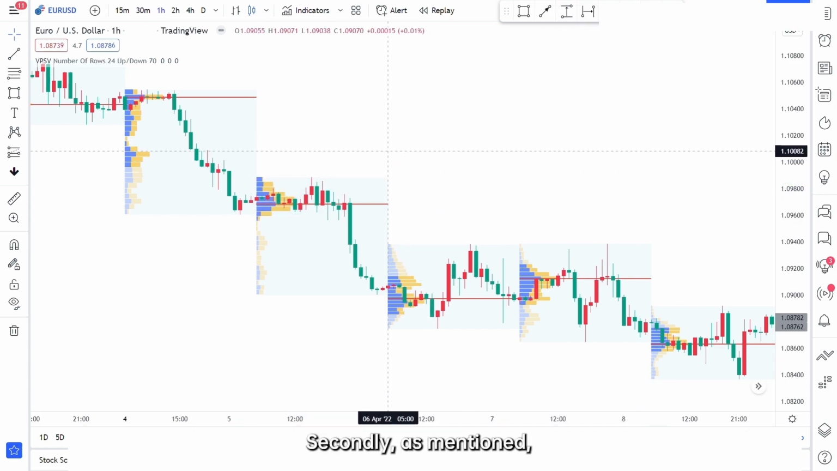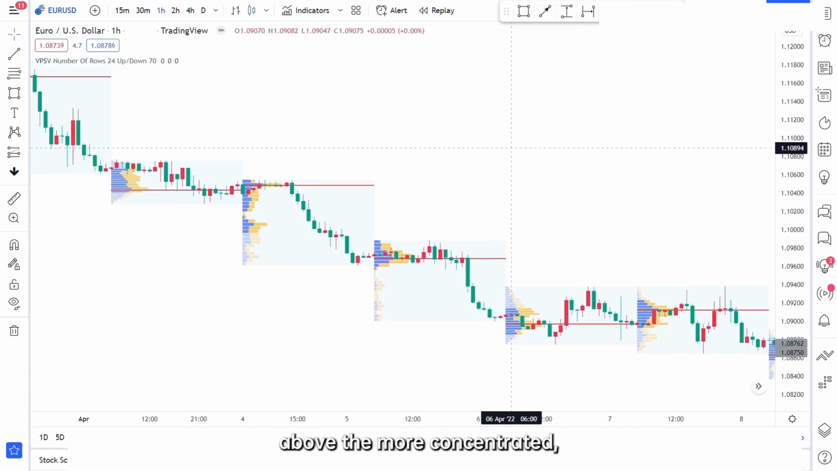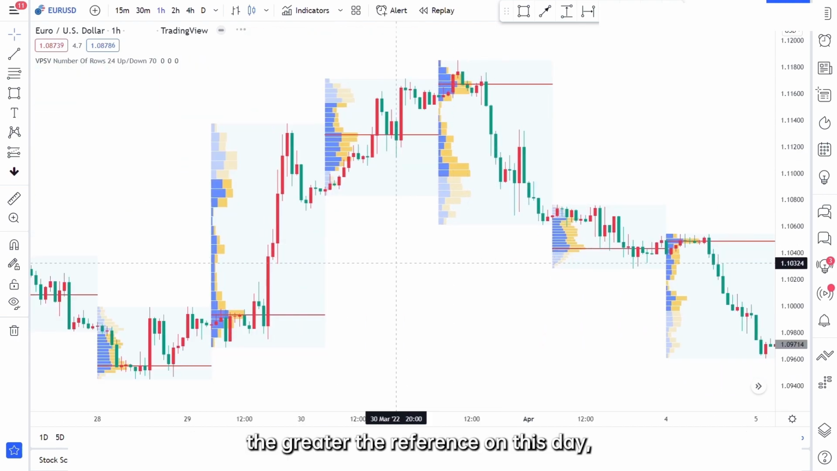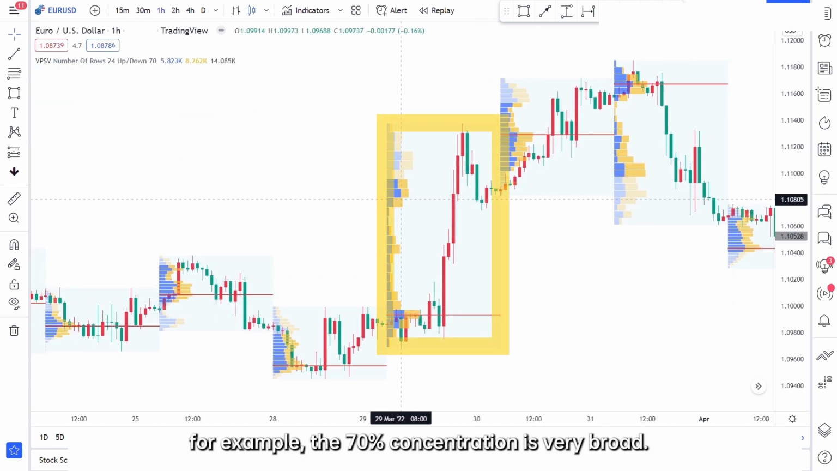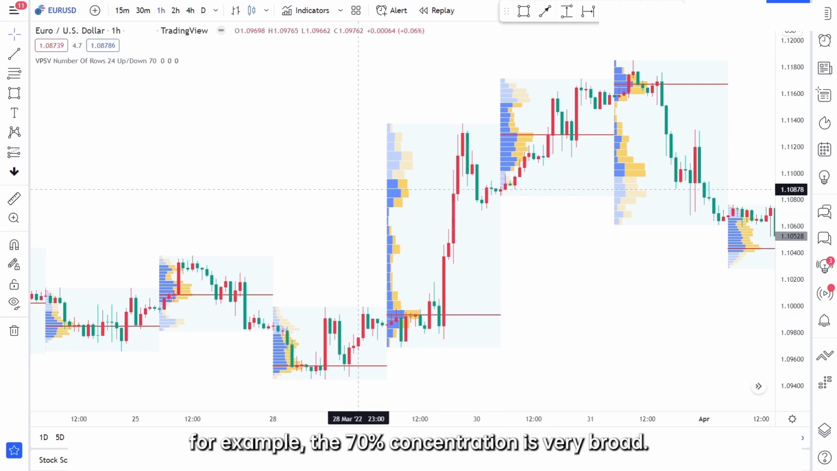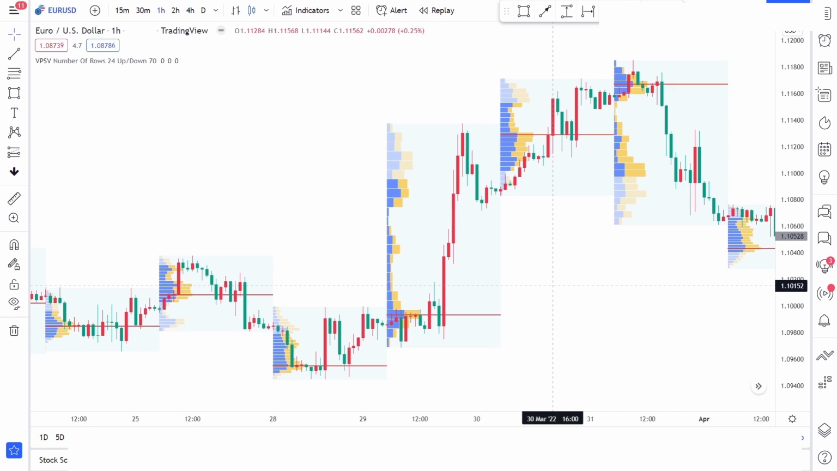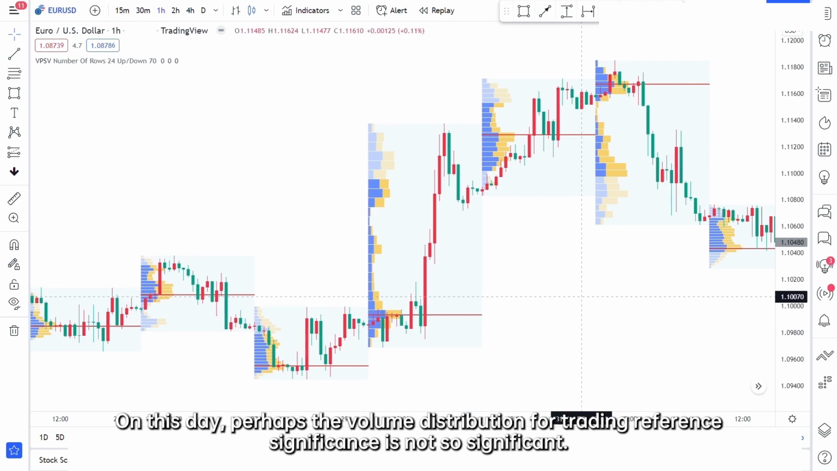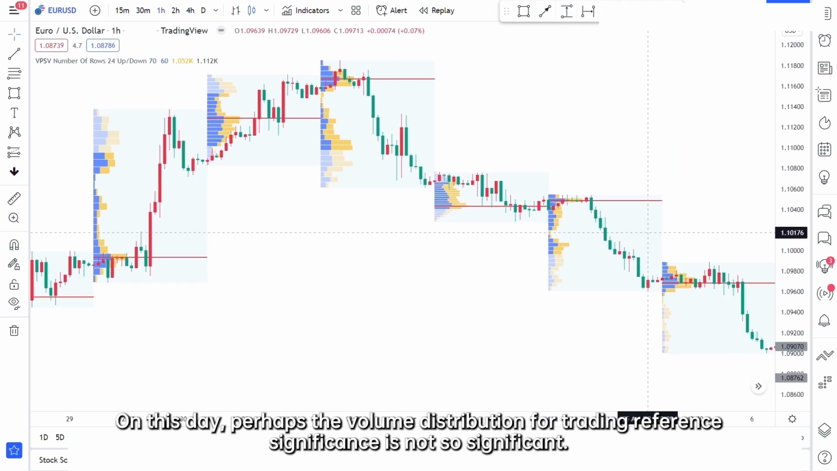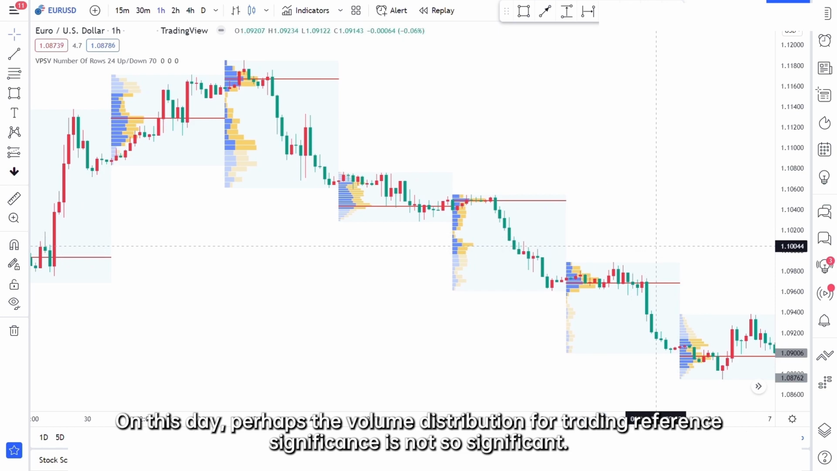Secondly, as mentioned above, the more concentrated, the greater the reference value. On this day, for example, the 70% concentration is very broad. That is, there is no way to tell from the 70% concentration where the volume is concentrated. So on this day, perhaps the volume distribution is not so significant as a trading reference.